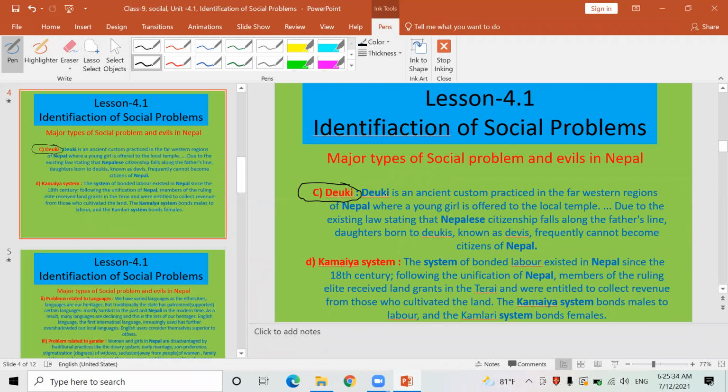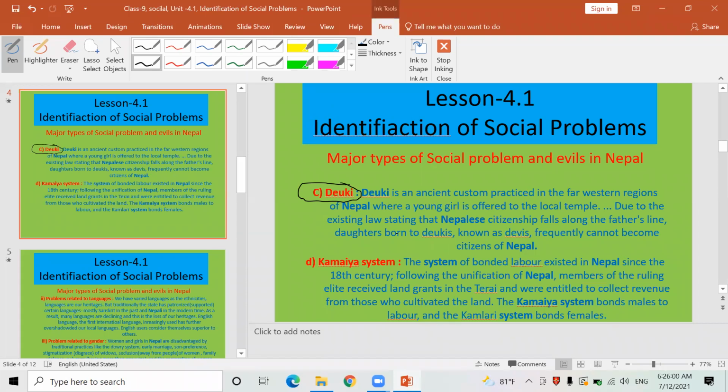Deuki is also a social evil because it is also based on religion, just as Badi and Chhaupadi were based on Hinduism. Similarly, Deuki is also based on one religion. Therefore, this is also a social evil. Deuki is an ancient custom practiced in the Far Western region. Where is the Far Western region? This Far Western development region nowadays lies in Sudur Pashchim province.